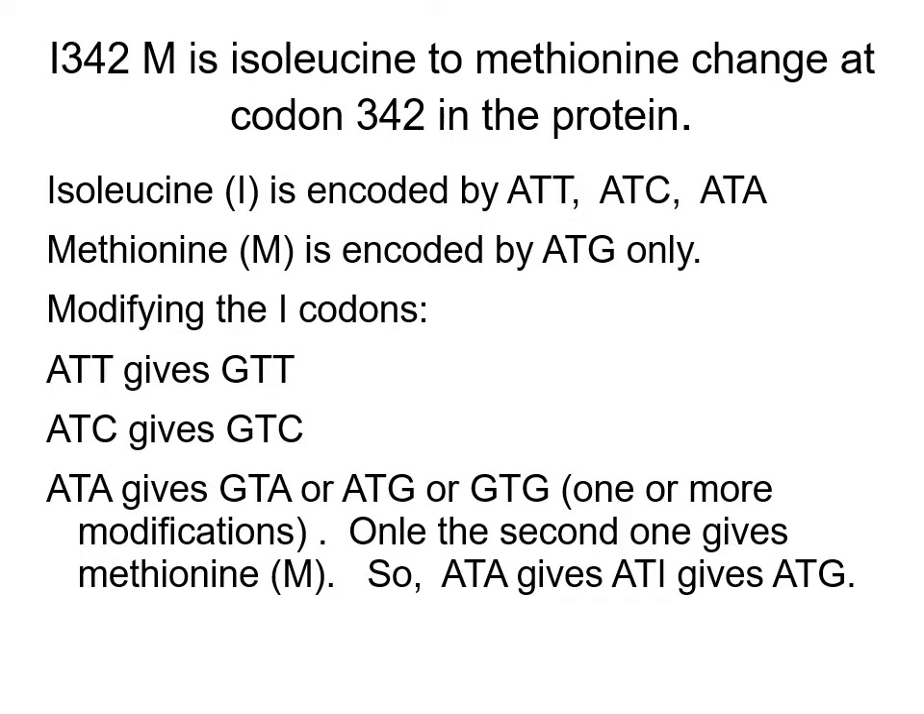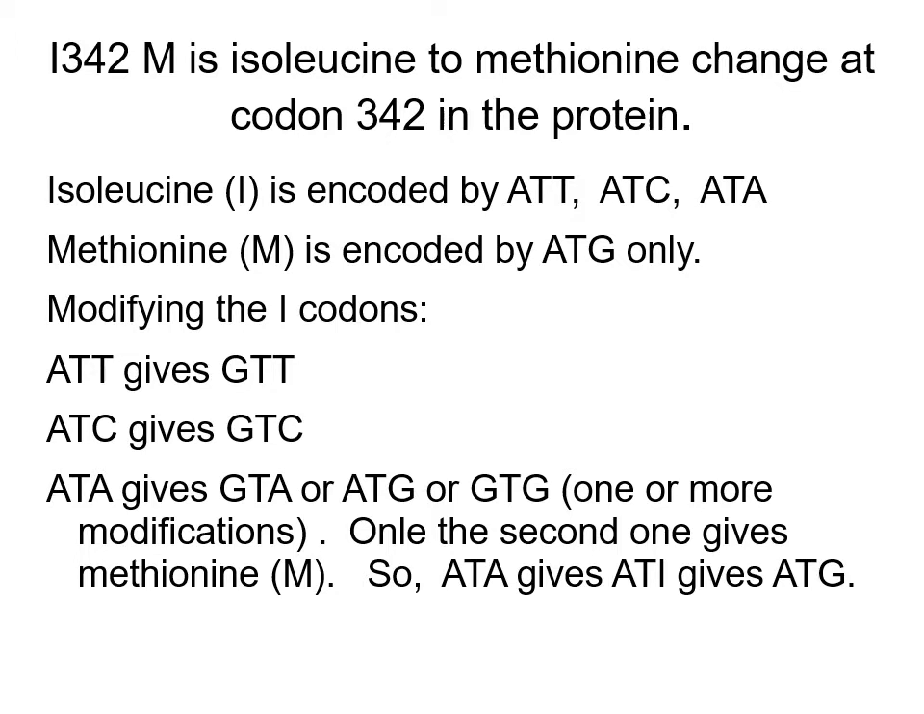Okay, here's another one. Isoleucine 342 methionine is an isoleucine to methionine change at codon 342. So we look and see the isoleucine codons. Those are ATT, ATC, and ATA. Methionine is only one codon, that's ATG. So now we modify the isoleucine codons in all the ways that are possible with this type of editing.